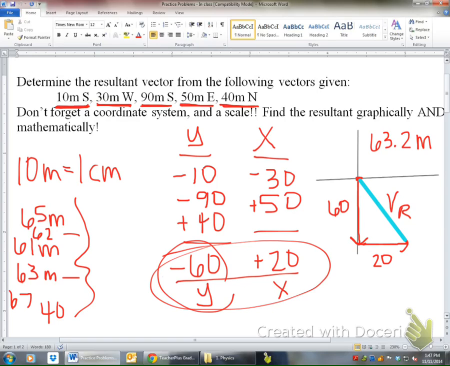Okay, so 63.2 meters. Now what we do is we find the angle. We've got to find also the magnitude. This is the magnitude. We've got to find the direction. So we find this angle right here, and we do that using what trig function? We have our opposite and we have our adjacent. Why are we finding that angle? Because this resultant vector has to have a magnitude and a direction.